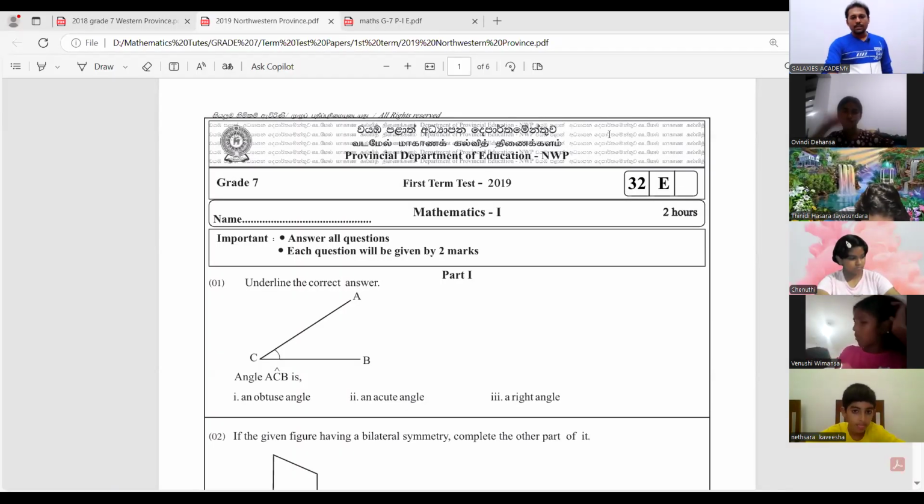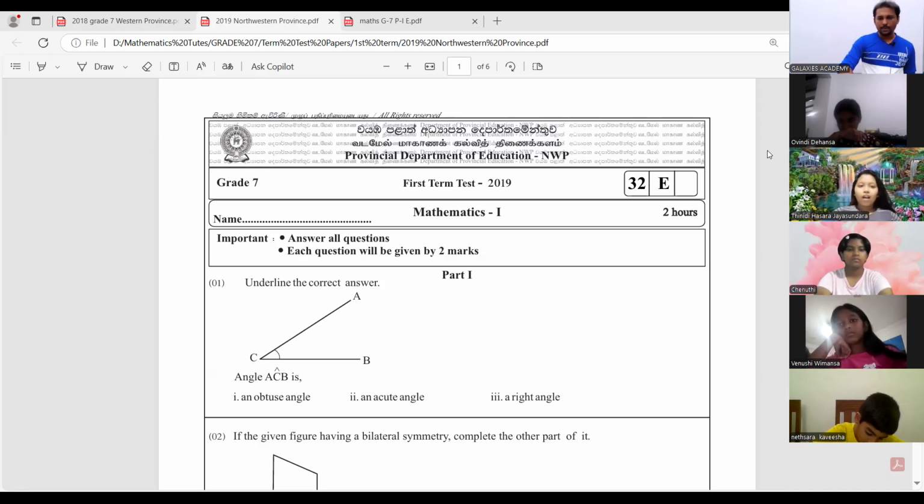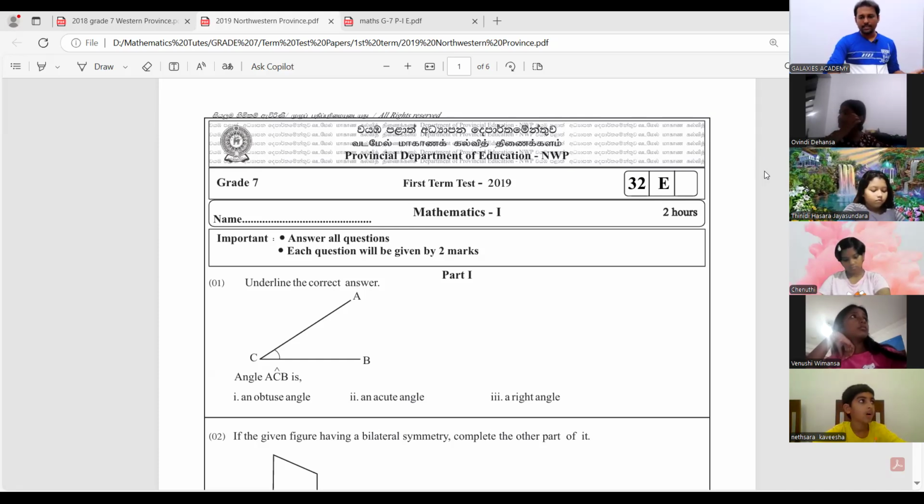This is the 2019 past paper of Northwestern Province, right? There are two parts. You know the structure of the mathematics paper, no? The first part normally contains 20 questions. Each question you can get 2 marks.